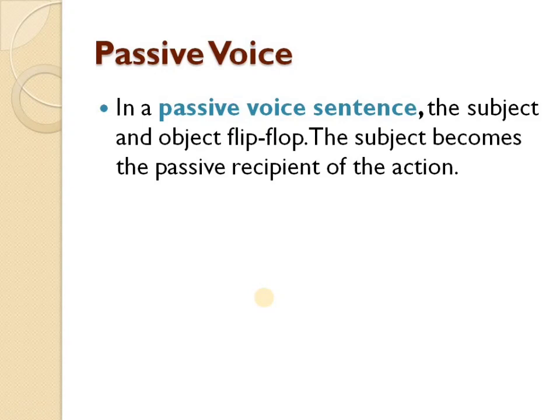In a passive voice sentence, the subject and object flip-flop. Okay, the meaning here is that the subject of the active voice becomes the object of the passive voice, and the object of the active voice becomes the subject in the passive voice. Okay, we switch the order of subject and object. The subject and object flip-flop.